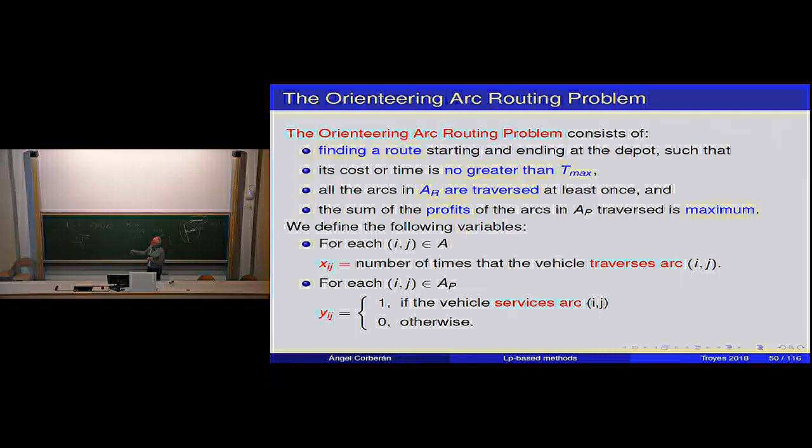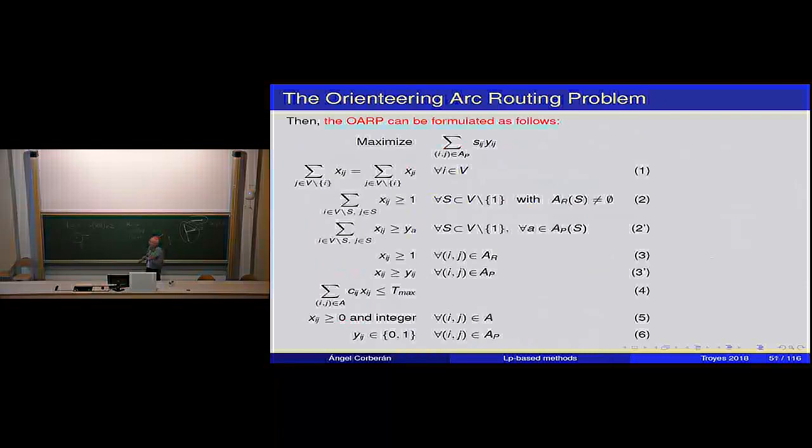The orienteering and routing problem consists of finding a route, starting and ending at the depot, such that its cost or time is not greater than this amount, all the arcs in AR are serviced, traversed at least once, and the sum of the profits of the profitable arcs is maximum. Then we define two kinds of variables. The X variable says the number of times that the vehicle traverses any arc, and a variable Y says whether the vehicle is servicing this arc or not.